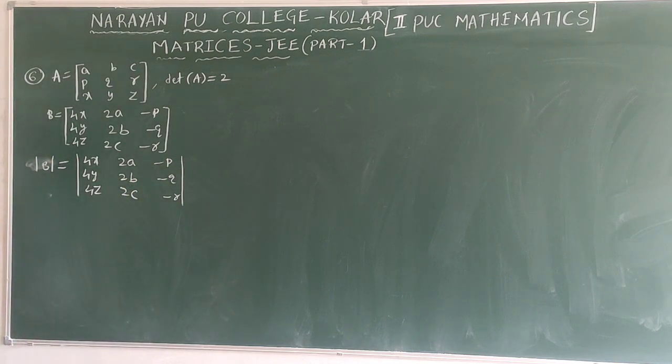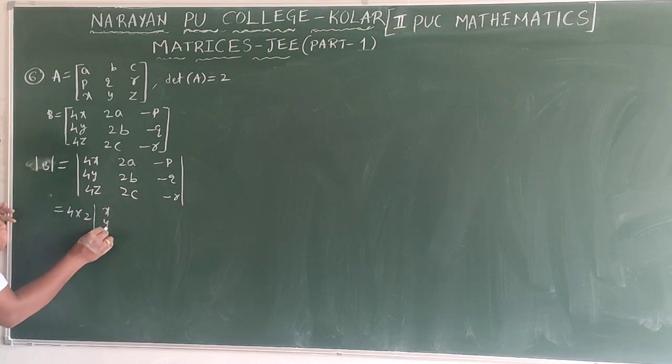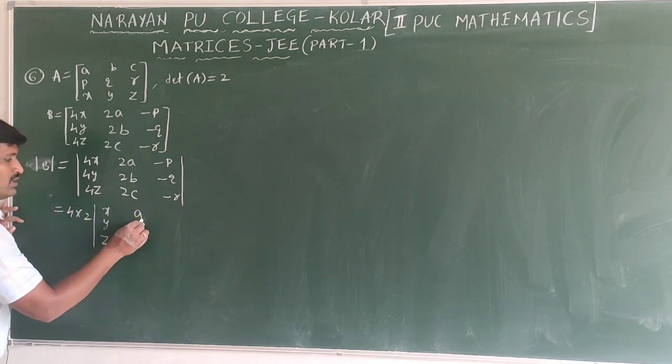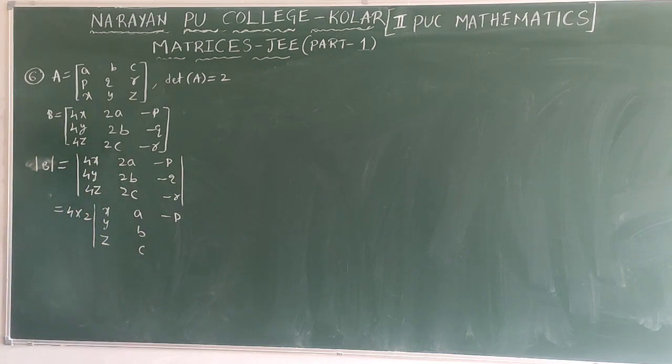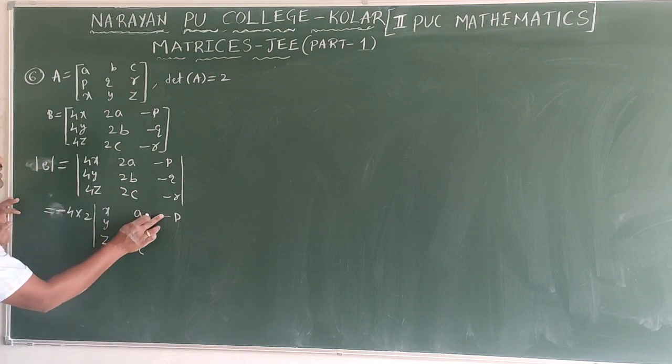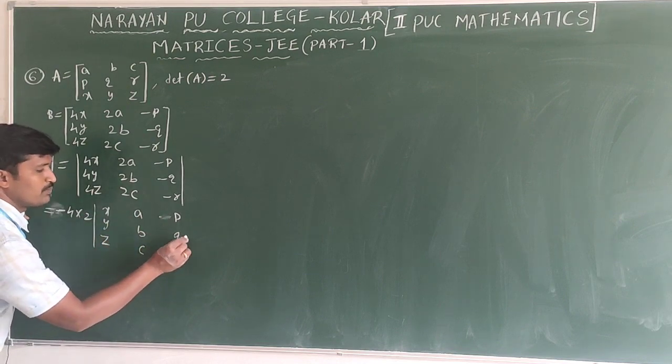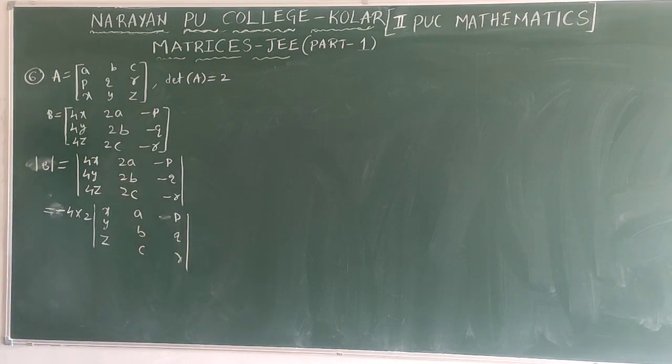What are the common factors from the first column? 4. From the second column? 2. That's why I am taking 4 and 2 common. So 4 into 2 into det of x, y, z, a, b, c. You can take minus also common from the third column. Directly take from the first column 4, from the second column 2, from the third column take minus also common. Now what remains? p, q, r in the third column.